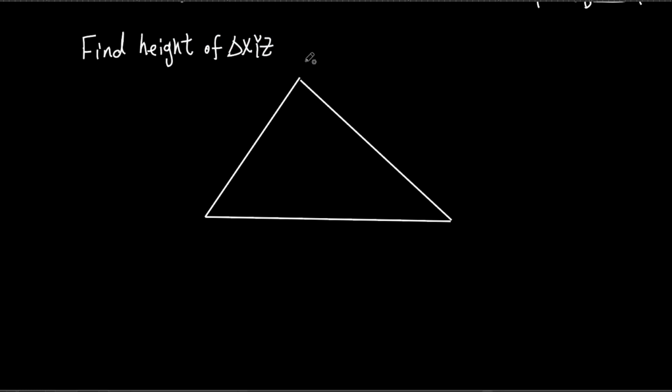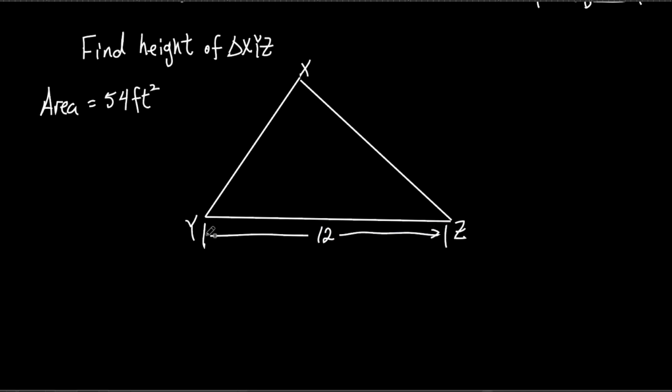XYZ, all right? So this is X, that's Y, and that's Z. So find the height if, and they tell you this, they tell you the area. So they're not asking you the area of this triangle. They're actually telling you the area. So they tell you it's 54. They put it in feet this time, and it's square feet. So what you want to do is find the height. They do tell you something else. They do tell you that that's 12. From here to here is 12. It's feet. Everything's in feet.